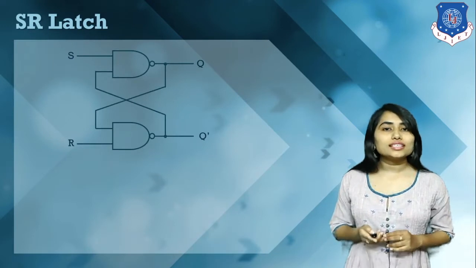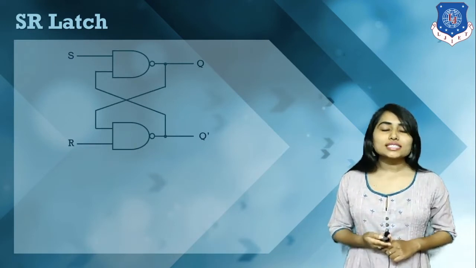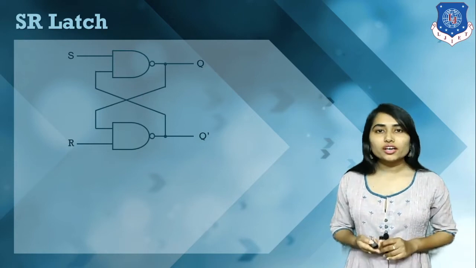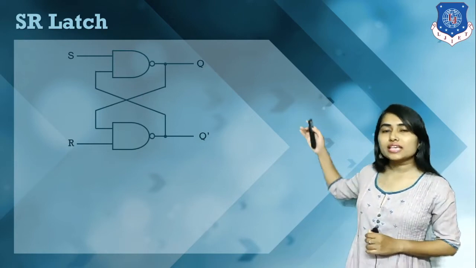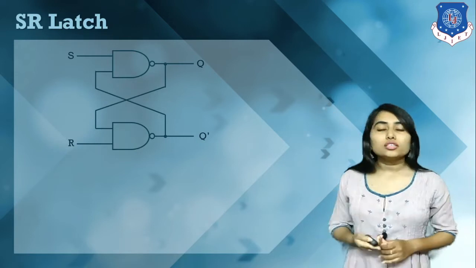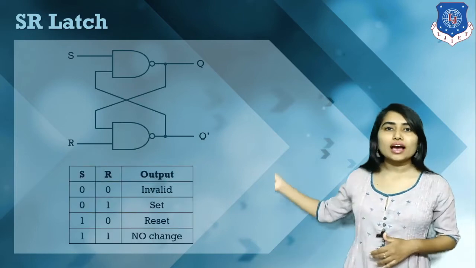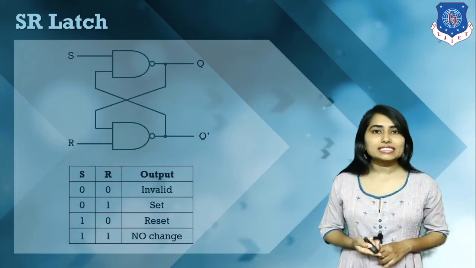So here this SR latch is constructed using two cross-coupled NAND gates. Here we have two inputs S and R, and we have outputs Q and Q dash. This is an active low SR latch. So here we have a characteristic table of the SR latch.